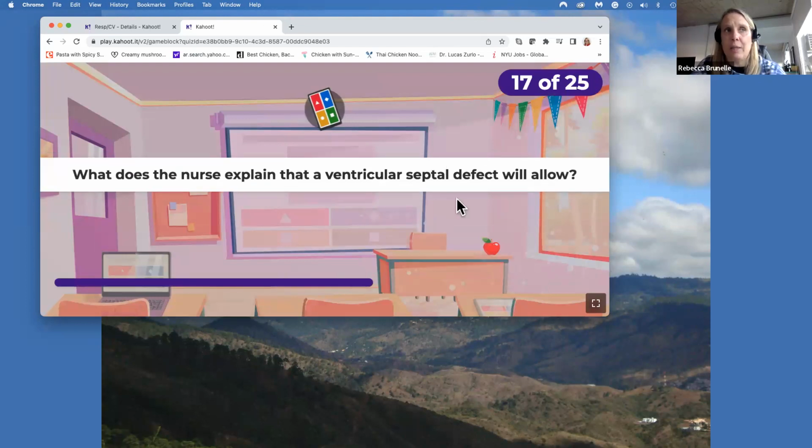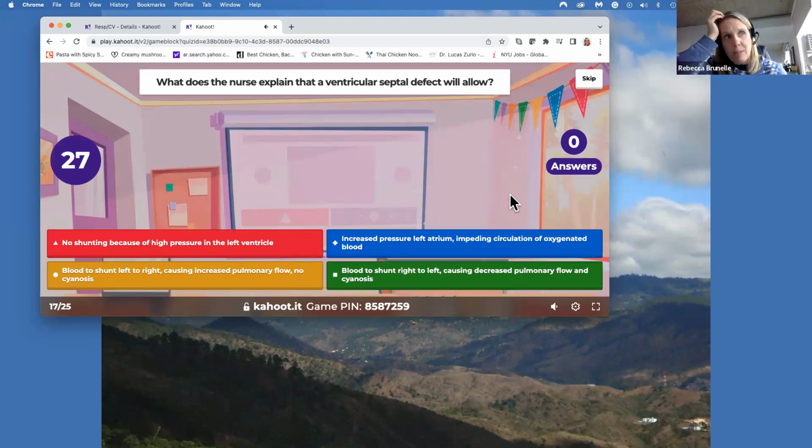What does the nurse explain that a ventricular septal defect will allow? No shunting because of high pressure in the left ventricle; blood shunts from left to right, causing increased pulmonary flow and no cyanosis; increased pressure in the left atrium impedes circulation of oxygenated blood; or blood shunts from right to left, causing decreased pulmonary blood flow and cyanosis?